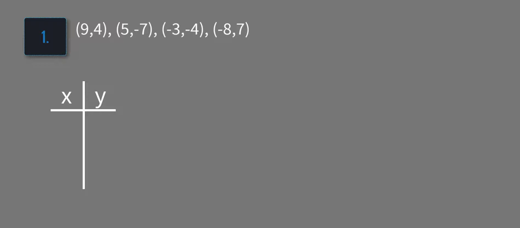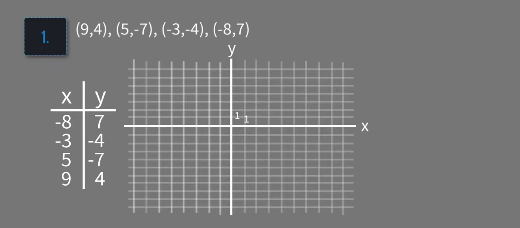With the table, we simply put the x values in the x column of the table and the y values in the y column. So we'll start off with, let's put these in order. -8 is smaller than -3, so -8, -3, 5, and 9, and then the corresponding y coordinates. With -8 we have 7, with -3 we have -4, with 5 we have -7, and with 9 we have 4.